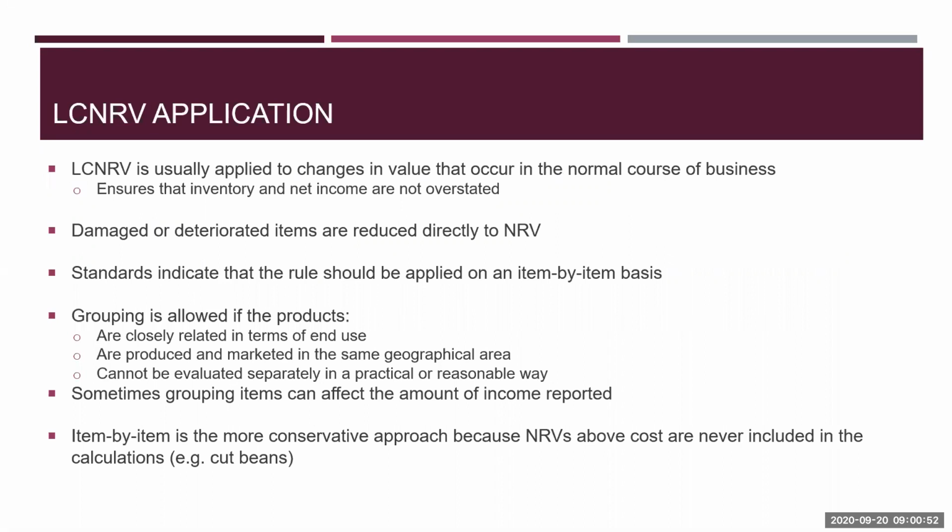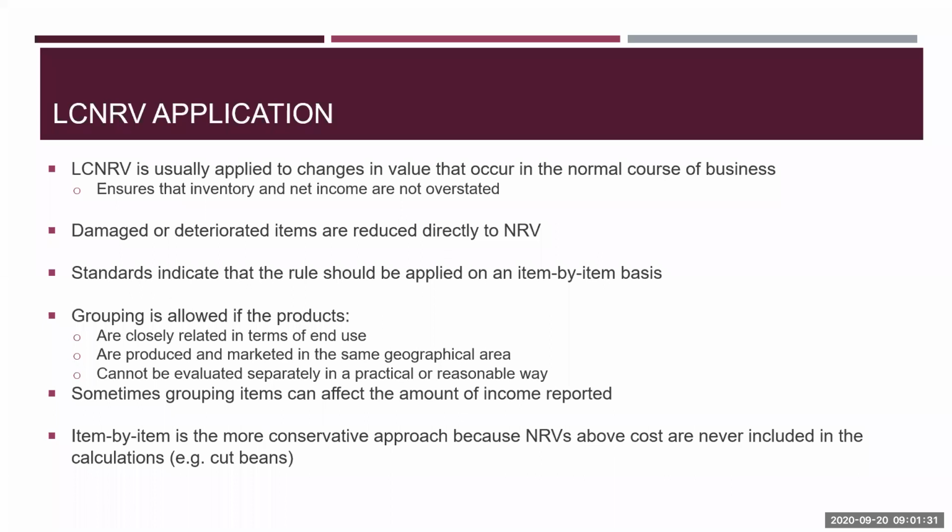So when we are applying our NRV, it's usually applied to changes in the value that occurs in the normal course of business. Okay, so we want to make sure that our inventory and our net income are not overstated. Because again, when we are adjusting, your inventory is already sitting at cost. And if you do have to bring it down further, it is going to affect your income statement as well as your balance sheet. So we want to make sure that our asset and income are not overstated or understated. We want to have a picture that is closer to the reality.